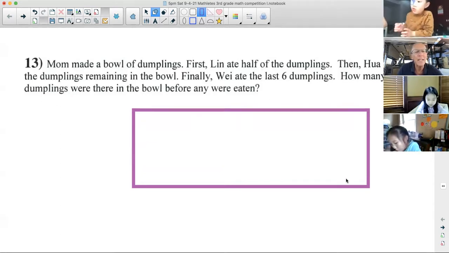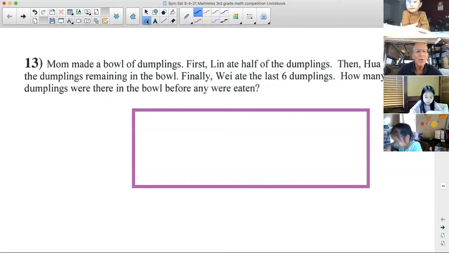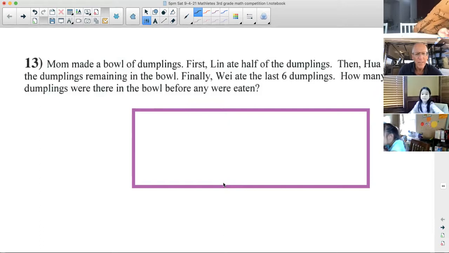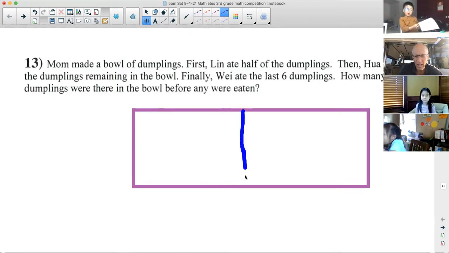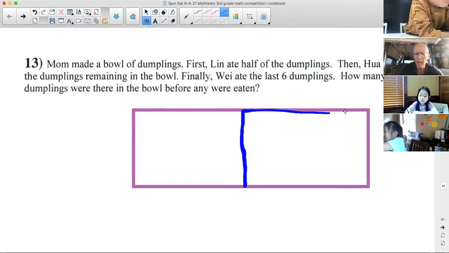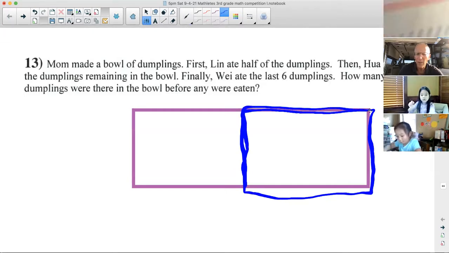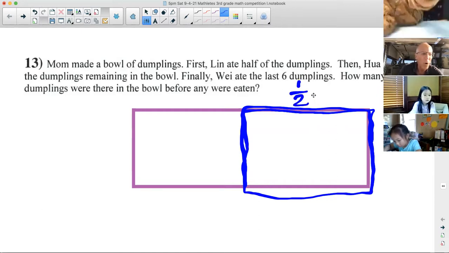And the idea is that Mom made a bowl of dumplings. And so the rectangle represents all of the dumplings. Now, first, Lynn ate half the dumplings. And so what we can do is let's cut the rectangle in half, and let's even make a little perimeter around that rectangle, because that represents 1/2 of all the dumplings.